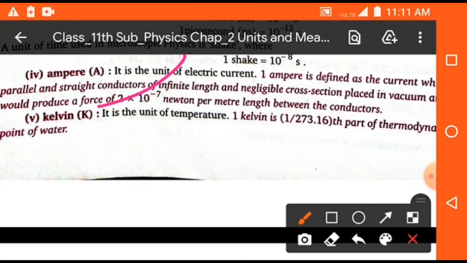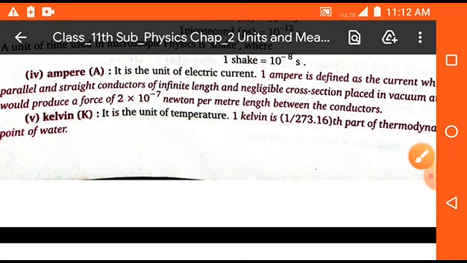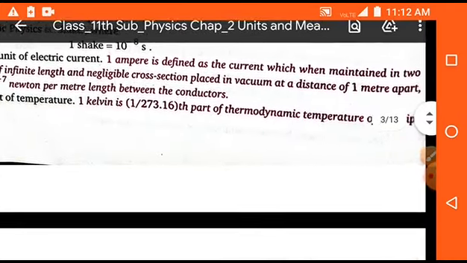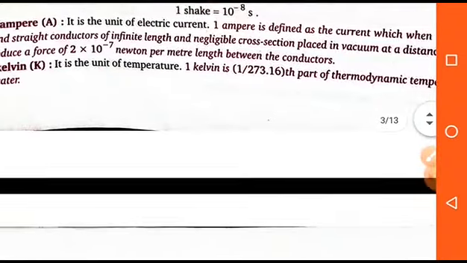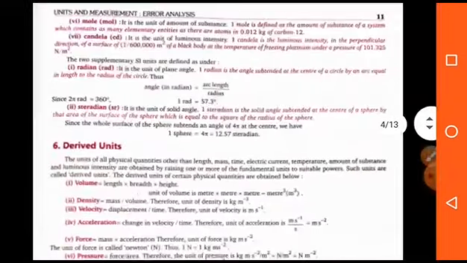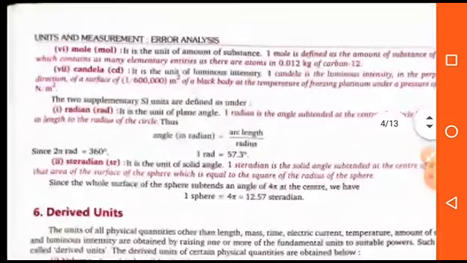Okay, students. In the same way, 1 Kelvin. Kelvin is the unit of temperature, and 1 Kelvin is 1 upon 273.16 part of the thermodynamic temperature of the triple point of water. Clear? So these are some basic definitions.